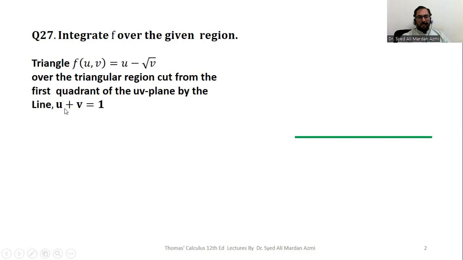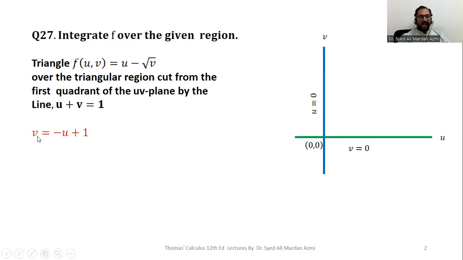So first of all, we will plot this triangular region. In order to plot this triangular region in the first quadrant, we will draw horizontal and vertical axis. Our horizontal axis will be u-axis and vertical axis will be v-axis, and their point of intersection will be 0, 0, which is called origin. Then equation of horizontal axis will be v equal to 0, and equation of vertical axis will be u equal to 0. In the next step, we will plot this line u plus v equal to 1.